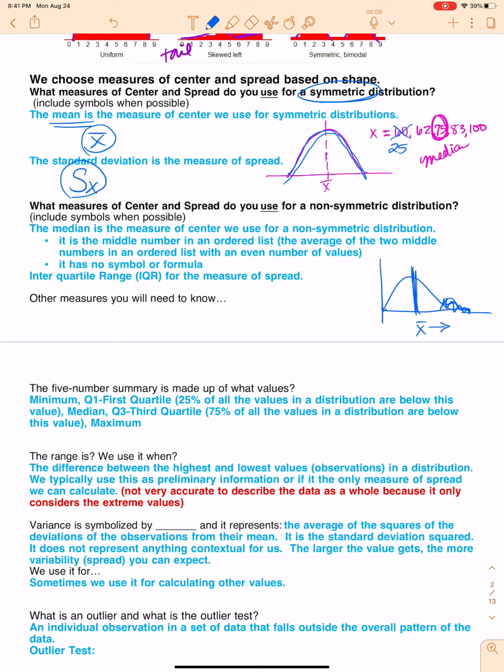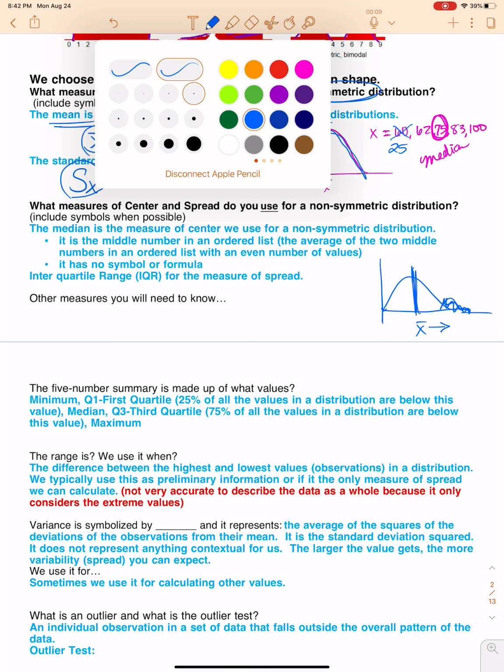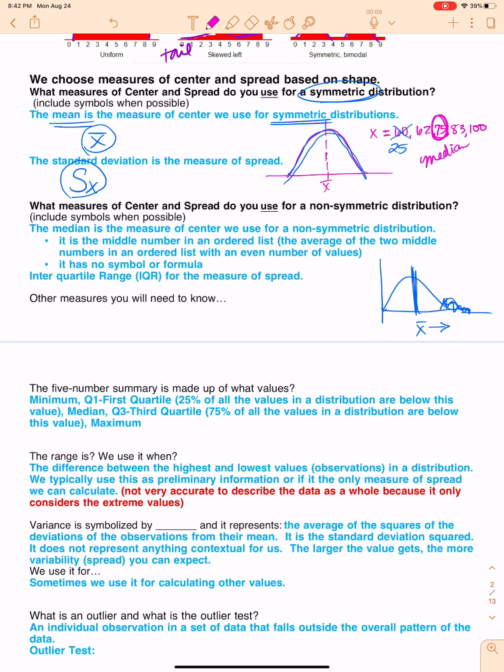Okay, so when you're talking about the mean, you're dealing with a symmetric distribution, and the measure of spread you always use with the mean is the standard deviation. Those two are married together. Okay, so what do you do when you have a non-symmetric distribution? Well, because the median is resistant to extreme values, we want to use the median as the measure of center when we're dealing with a non-symmetric distribution. And what value for spread or variability always goes with it?